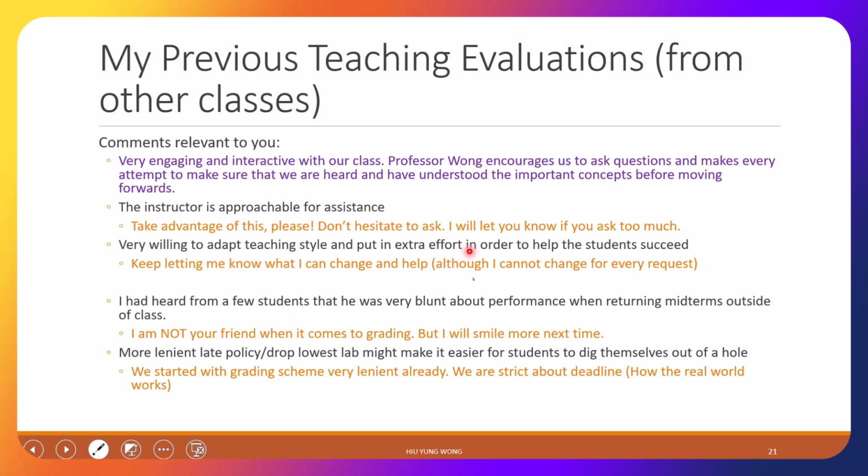She said I'm adaptable to teaching style. Yeah, I will try my best to adapt myself to you, right? But not always can I do that. Some say that I'm very blunt when returning the midterm outside of the classroom. I'm not your friend when it comes to grading, okay? I might smile more next time, but I guess the reason is this. Probably some students ask me to regrade and give a higher score, but I grade everyone in the same way. So I always refuse unless I make a mistake, okay?